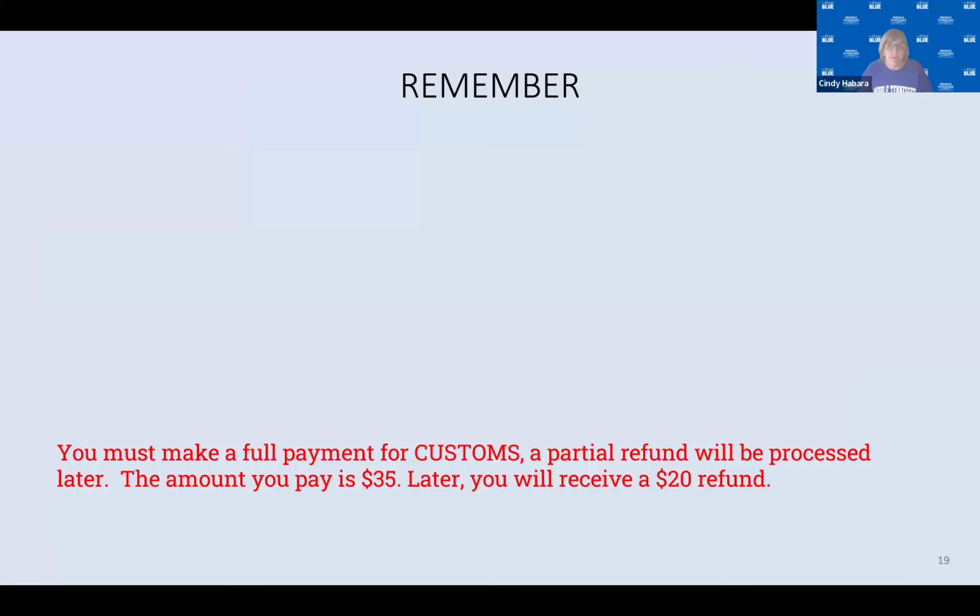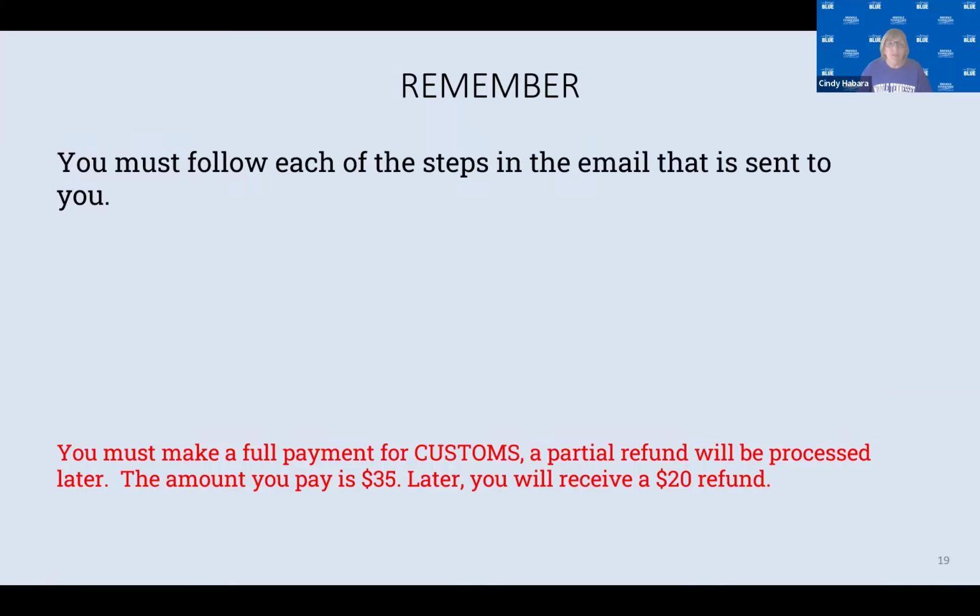Okay, again, we're going to repeat it for about the 3rd time. Follow all of the steps that are in the email. If you have difficulty, reach out to the customs office. They are very happy to help you. This is about the 4th or 5th time we've done this procedure, so they know on their end what's going on.